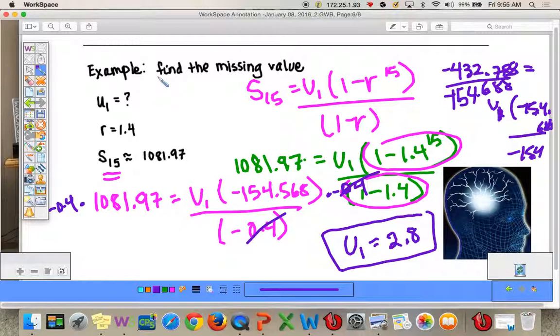All right, so we will review all of these ideas, the main 3 formulas, arithmetic, infinite geometric, and partial geometric, and then we'll be taking a test on this.